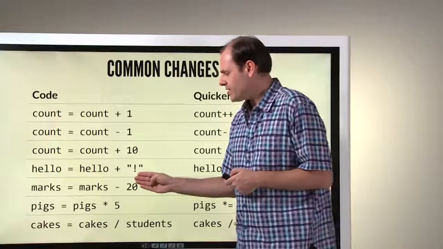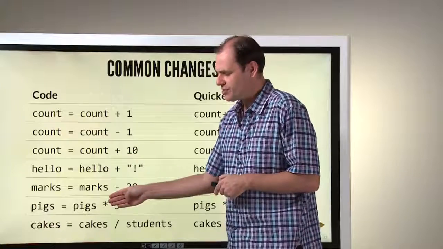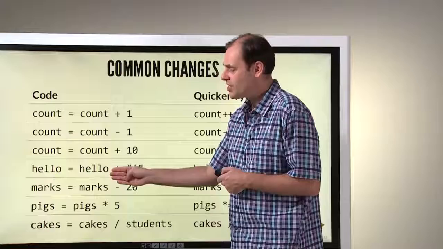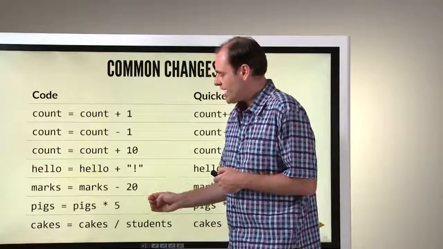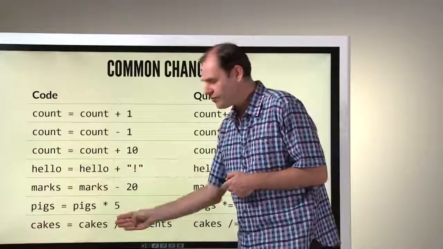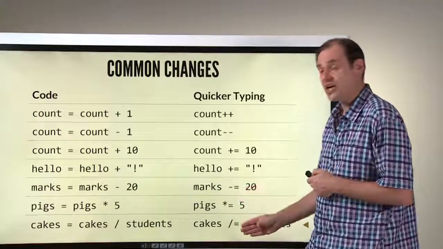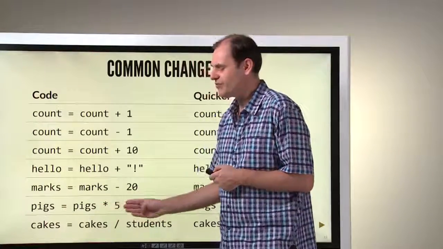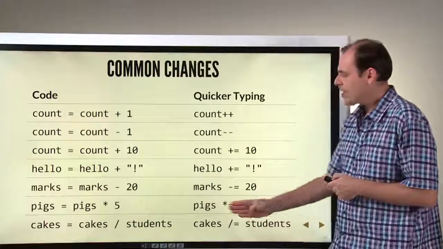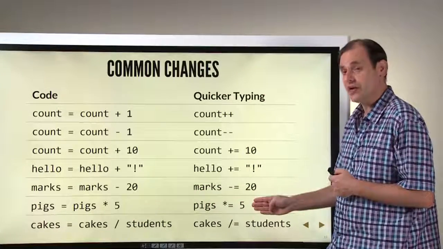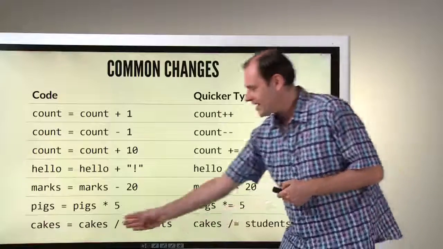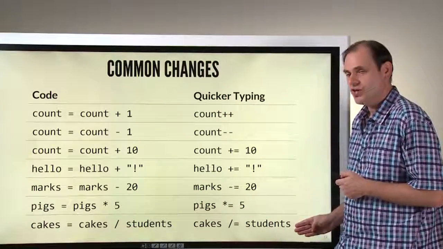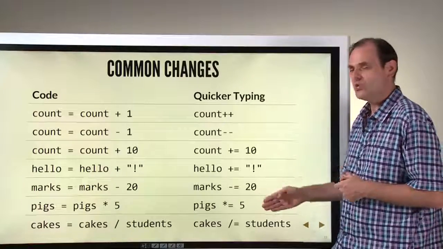All right, so we could do minus, plus, divide by, multiply, all of these typical things that you do with numbers. We can do them with variables, and we can do them long version, and we could do them quicker typing version. So for example, let's say pigs is pigs times 5. We could type that quicker. Pigs times equals 5. Okay, same thing. Cakes is cakes divided by students. Okay, cakes divide equals students. Quicker ways to type things, which saves you time.